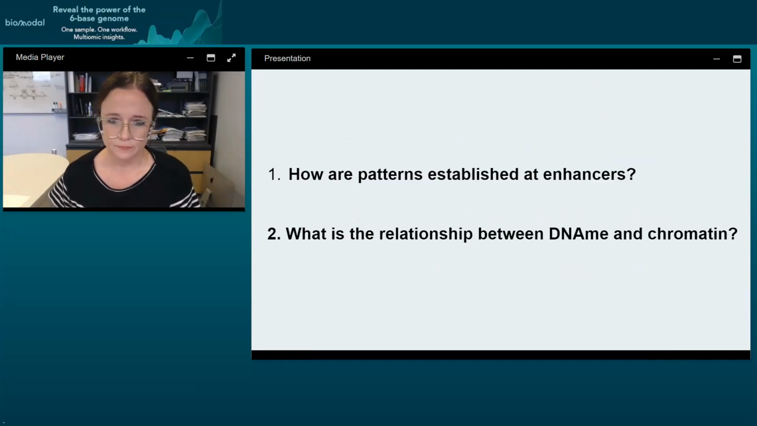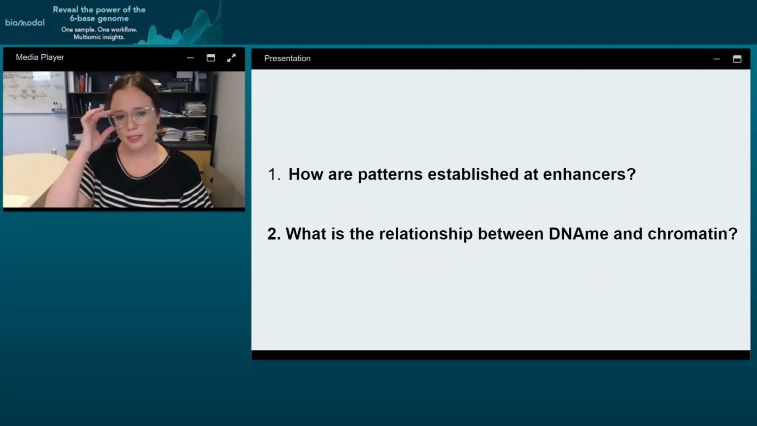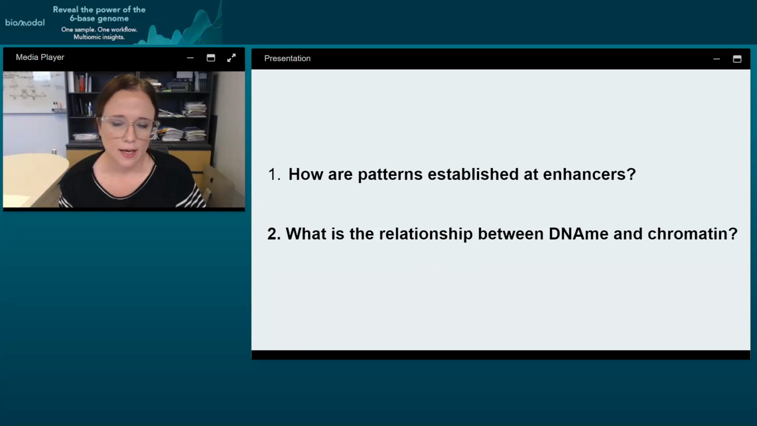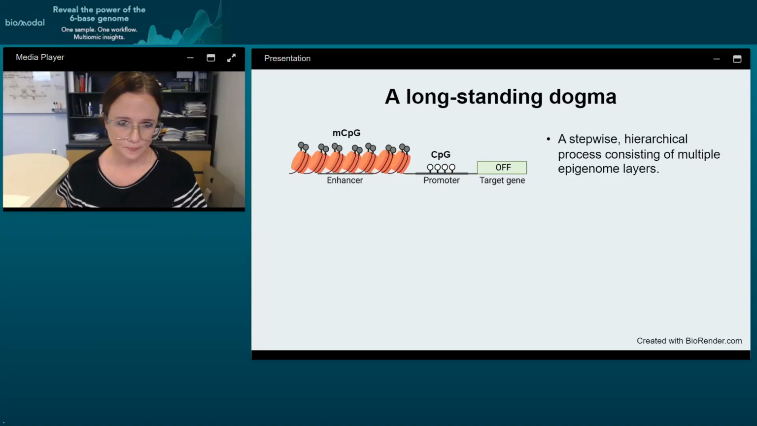The specificity of these HMRs provides to us a record of development. So we've been really interested in how patterns of hypomethylation are established in enhancers. How are enhancers demethylated? And what is the relationship between DNA methylation dynamics and other aspects of the epigenome? And so that's something we've been recently exploring, and that I'll talk a lot about today.